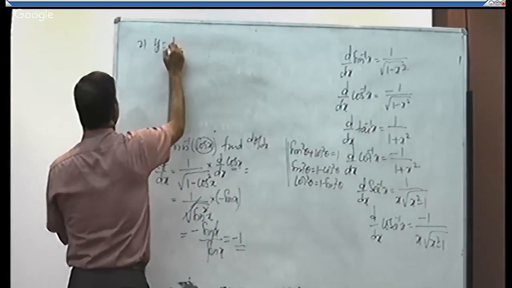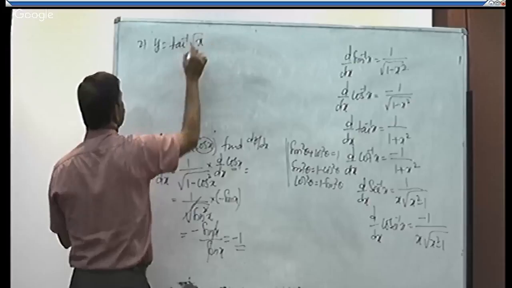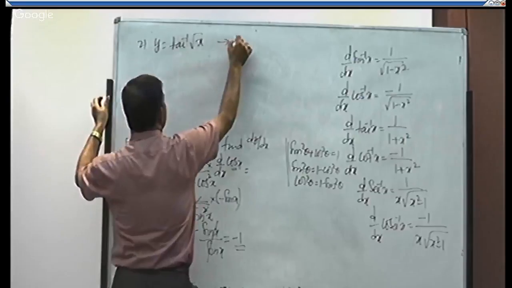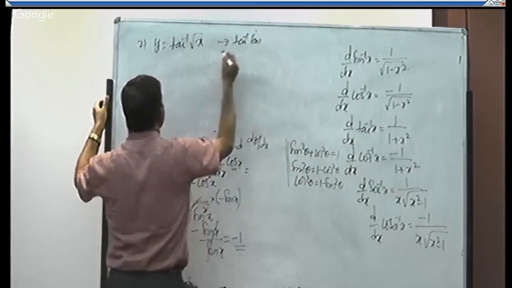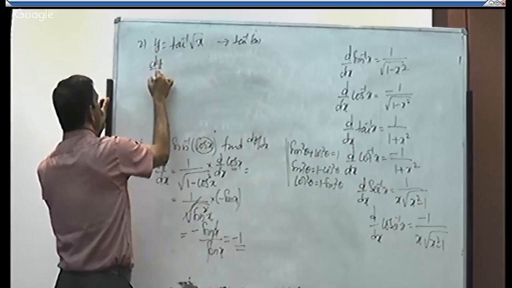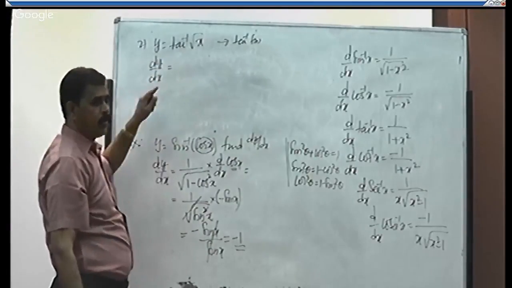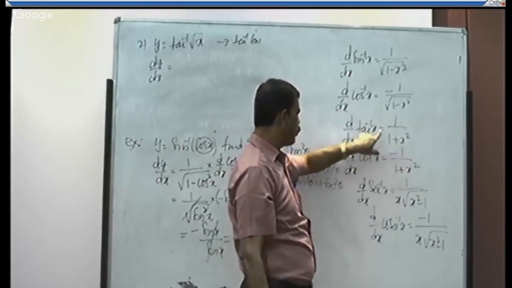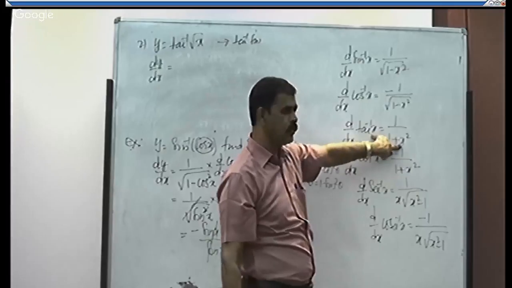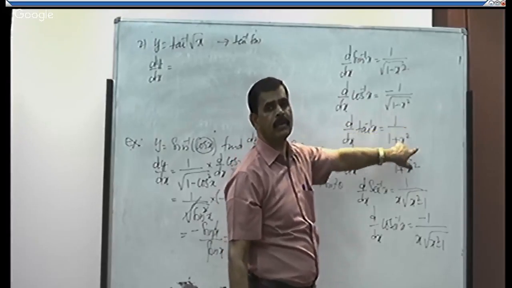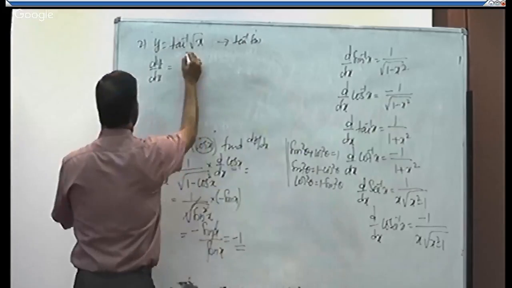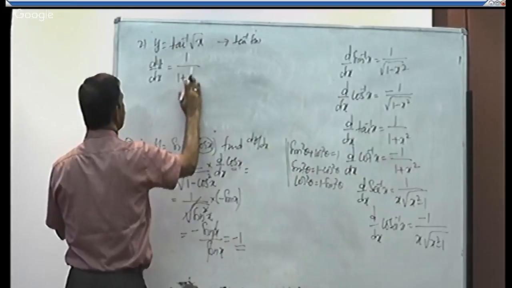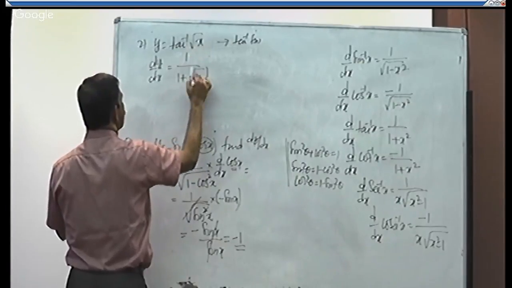Y is equal to tan inverse of root x. So this is of what form? Tan inverse function form, correct? On differentiating, we get dy by dx is equal to, what is differentiation for tan inverse x? It is 1 by 1 plus x square, correct? In place of x, we have function. Change these two for function and differentiate the function. 1 divided by 1 plus function square. What is function here? In place of function, we have root x square.